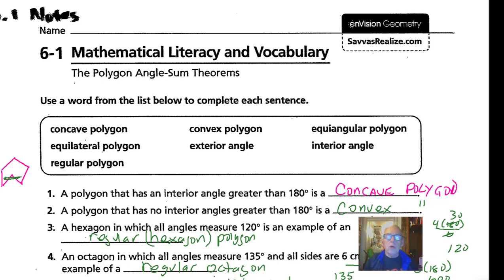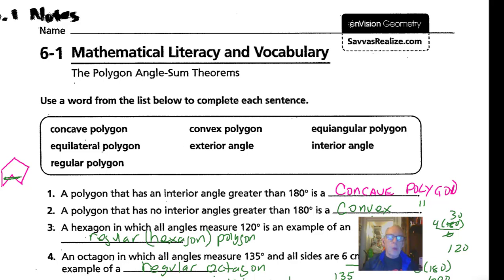Okay, in this video, this is a mathematical literacy and vocabulary that goes with the 6-1 notes on polygon angle sum theorems. So we have this word bank. Use a word from the list below to complete each sentence.